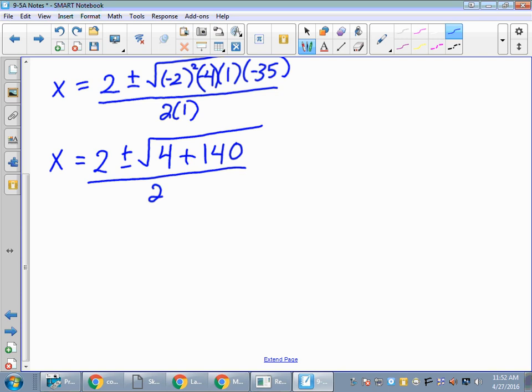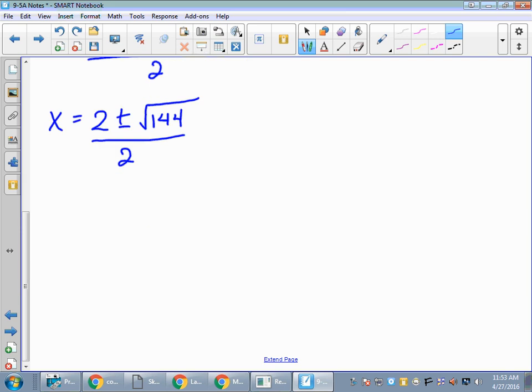Okay, so we're on to our next step. Our next step is going to be addition. 2 plus or minus the square root of 144. I added the 4 and the 140 together, and then I divided by 2. I know that 144, the square root, is 12, so that's my next step. 2 plus or minus 12 all over 2.